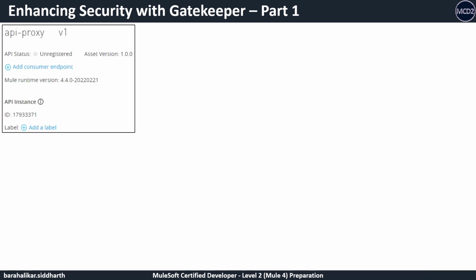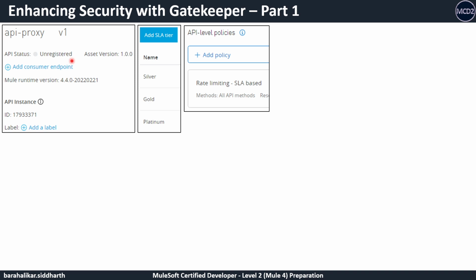Let's assume you created an API proxy within the API manager. So you get the instance ID and the API status is in unregistered state. Then you add an SLA tier with some requests per minute or per hour. Then you add an API policy such as a rate limiting SLA based policy, or this could be a client ID enforcement policy, or this could also be something like an OAuth policy as well.